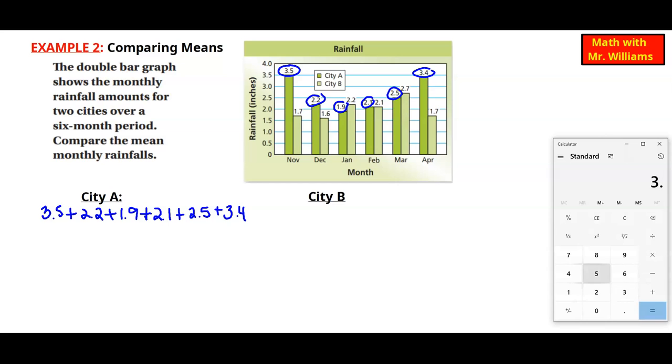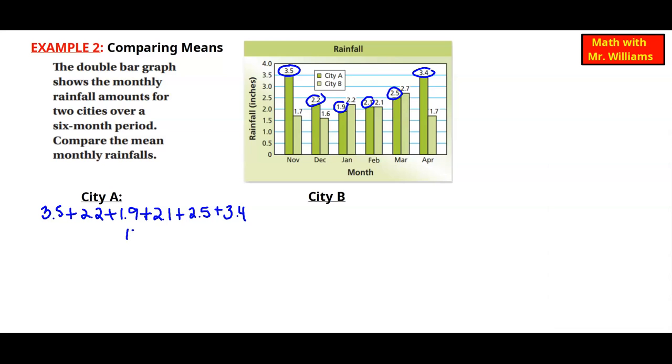So we have 3.5 plus 2.2 plus 1.9 plus 2.1 plus 2.5 plus 3.4. That gives us 15.6. So we add all that up, we end up with 15.6. All right, and so how many numbers did we start off with? We see there is 1, 2, 3, 4, 5, 6 months here. So we're going to divide by 6.